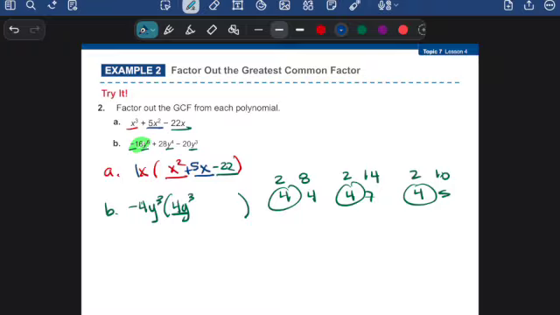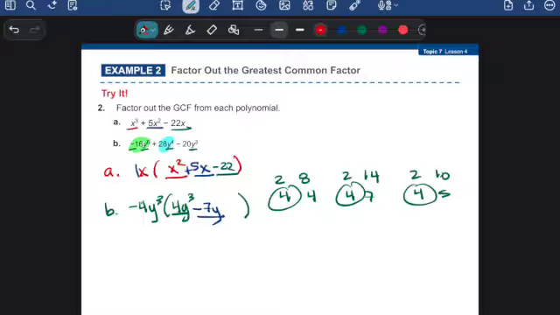For the next term, negative 4y cubed times what is going to give me positive 28y to the 4th? So negative 4 times what gives me 28? Since it's negative, I have to multiply it by another negative number to get a positive 28. So that would be times negative 7. I have 3 y's. I need 1 more y to get y to the 4th.